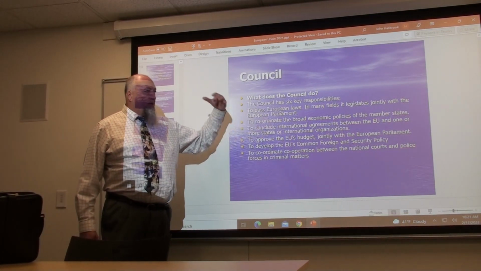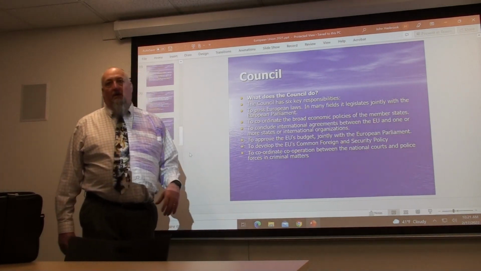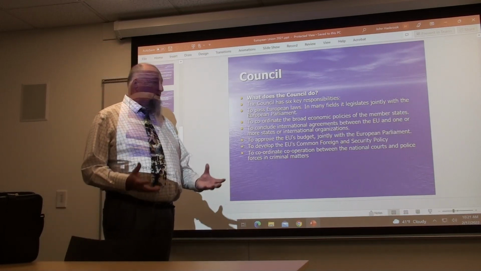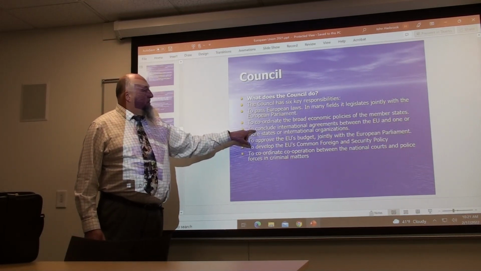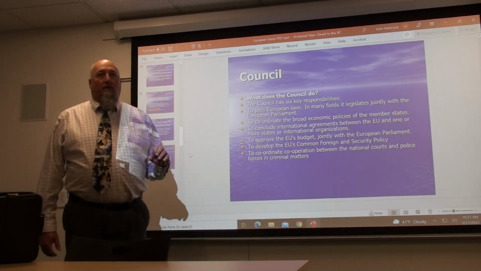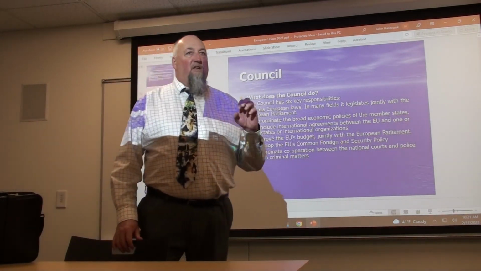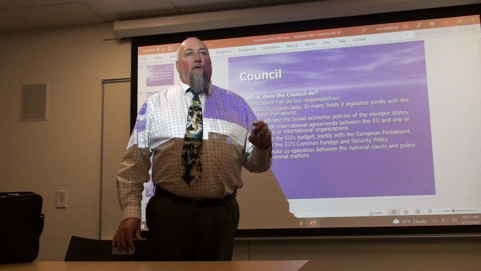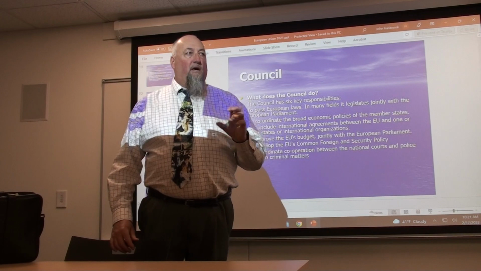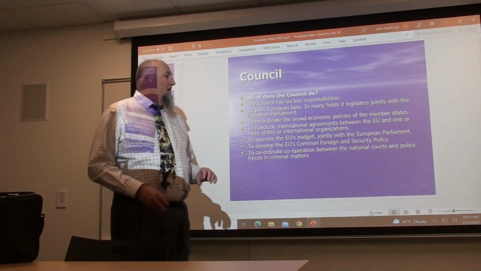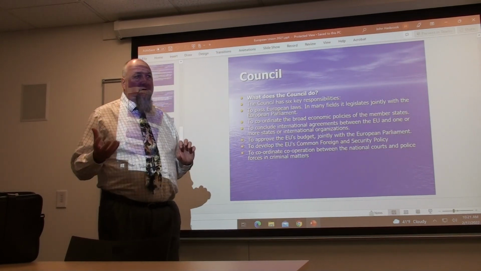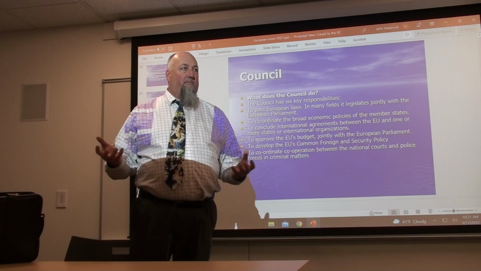Council coordinates the broad economic policies, so that would be everything from import and export law, fisheries, etc., within the EU states. The Council enters into international agreements. So in that respect, this would be an executive branch function. So the Council, in a way, has executive-like authority in that respect. It's kind of a hybrid. So it's got both legislative-like authority, but also a little bit of executive authority if we were looking at how our system is set up under the U.S.